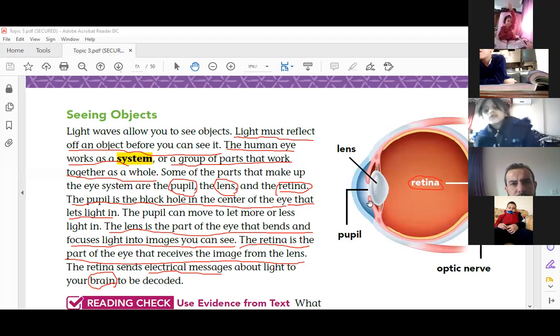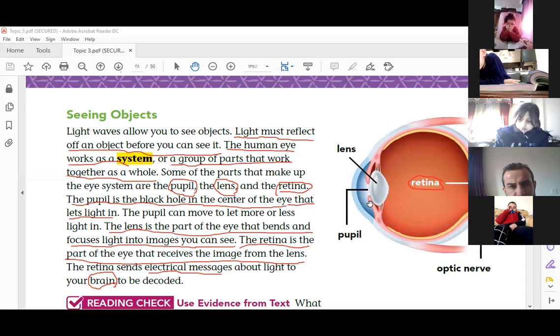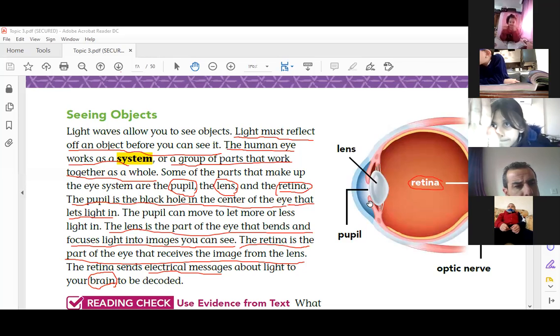Teacher, the electrical message from the retina. Louder, please, Omar. Louder. So, teacher, the electrical message from the retina goes through the optic nerve that leads to the brain. Yes, that's it. Is it understood, Omar? Yes, I understand.